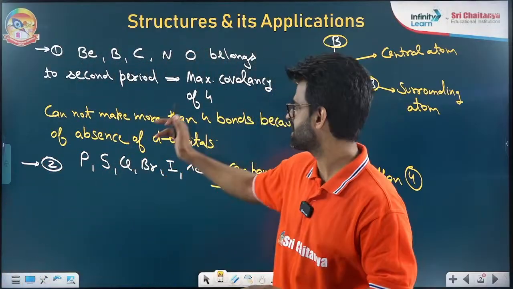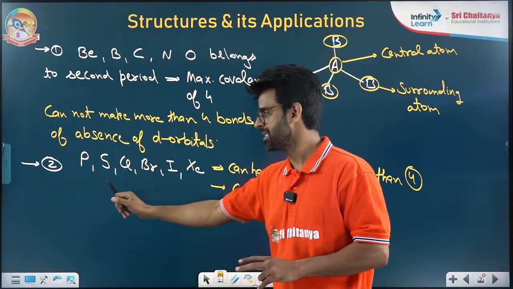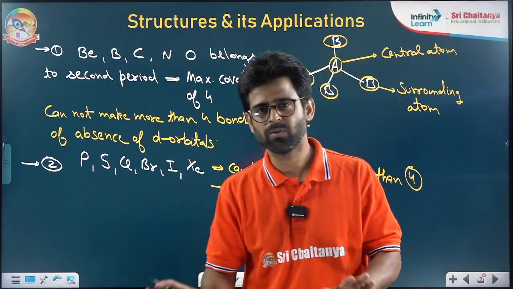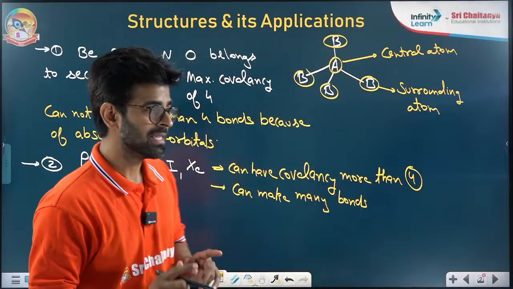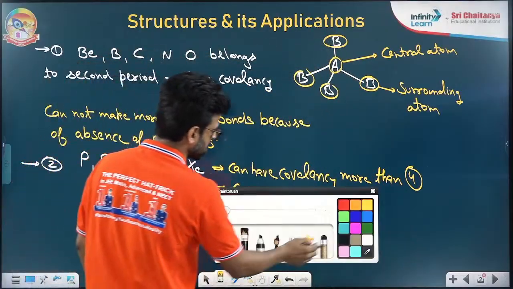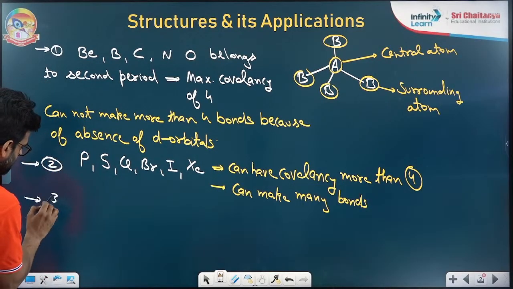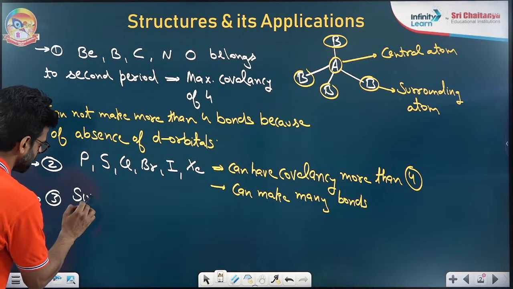These second period elements can't make more than 4 bonds. These other elements, mainly these will come, can make many bonds, more than 4. The next thing is about the surrounding element. I'm talking about the third point. Third point, which one? Surrounding element.